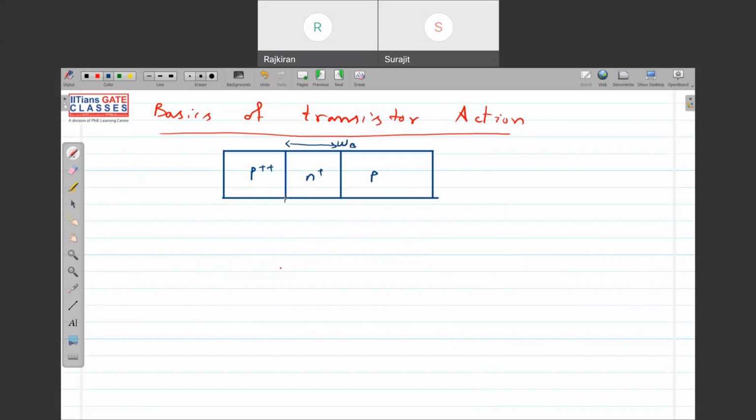In order to make you understand how this transistor is operating, we will do one experiment to show you how the transistor operates. First, we will forward bias the emitter base junction. This is emitter, and this is collector.